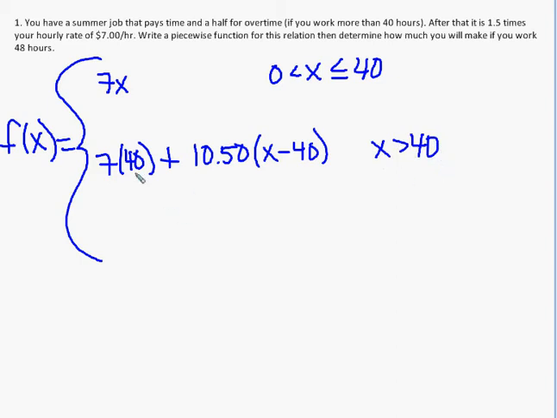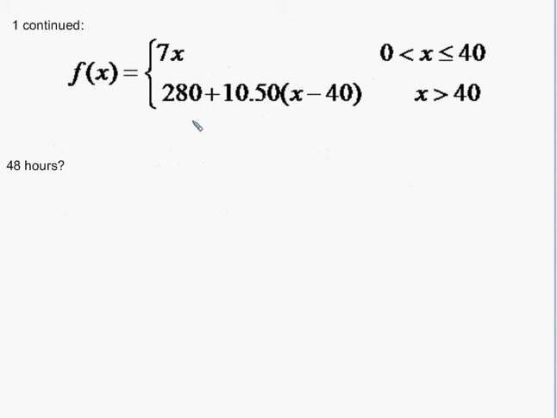Now, for all of your answers, I want all of this cleaned up. So I want your function to look like this. So that 280 came from the 7 times 40. So now our question is, well, how much money are we going to make if I work 48 hours? Just look at this number and look at these two and say, which one does it fit? Obviously, 48 is greater than 40.